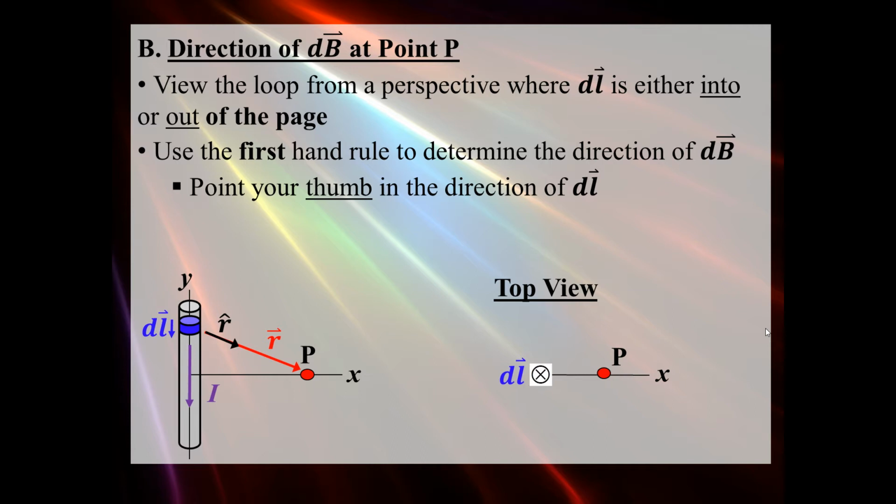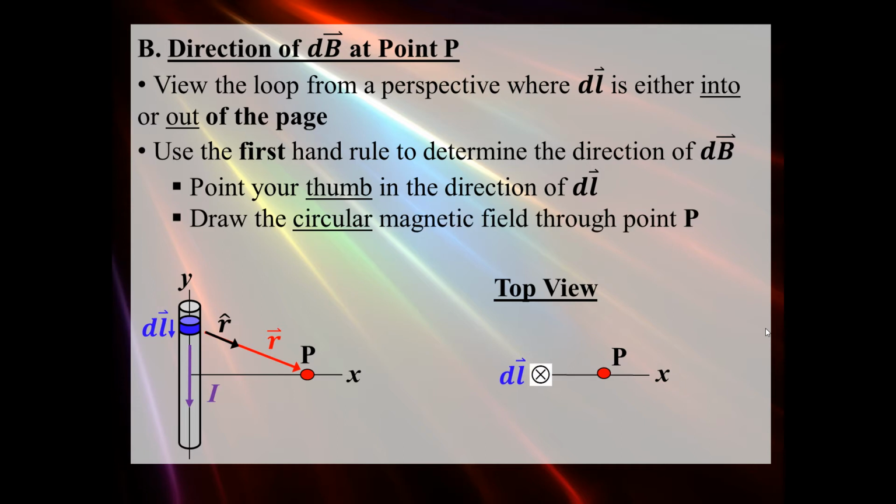So let's summarize that. Take your thumb and point it in the direction of dL. Again, from the side view perspective on the left, we'd be pointing our thumb towards the bottom of the page. And from the top view perspective, we'd be pointing the thumb into the page. That's the perspective we'll use here. So if you take your right hand, point your thumb into the page, then the curl of your fingers should be going in a clockwise direction. And that's going to allow me to draw a circular magnetic field through point P.